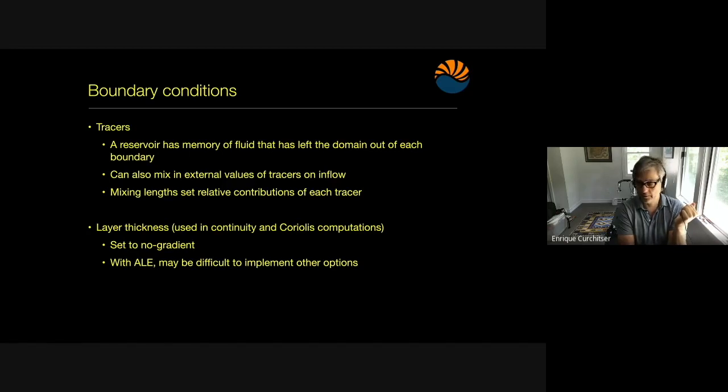And as I alluded to before, the layer thickness that's used in both continuity and the Coriolis computation right now, it's set to no gradient, and to do other options with that may be complicated because of the ALE vertical coordinate. So this is something that down the line we may want to revisit if that's the one thing that's going to make the solution that much better.